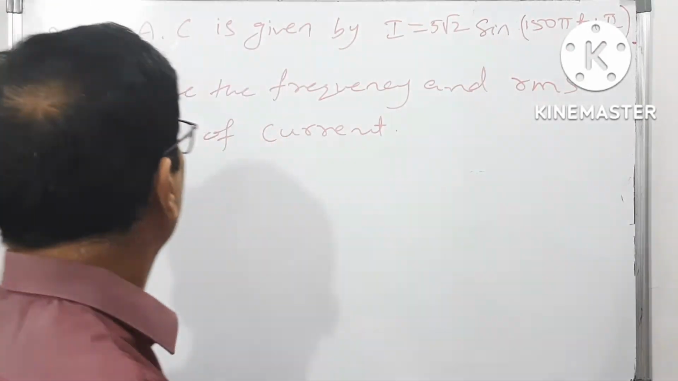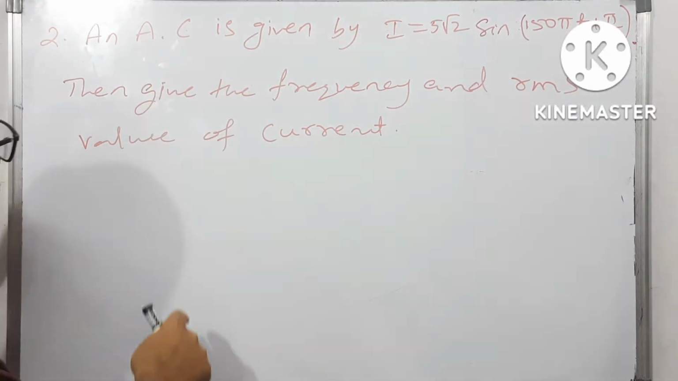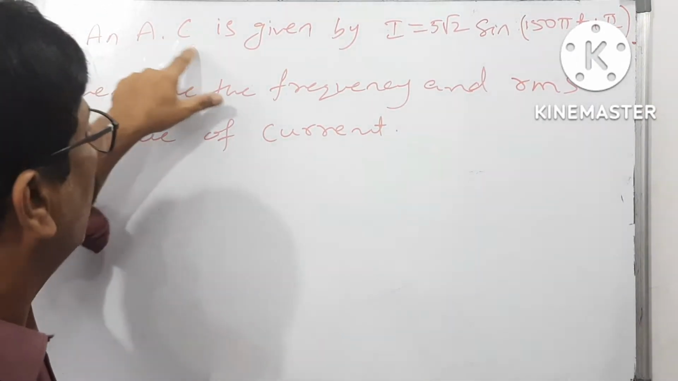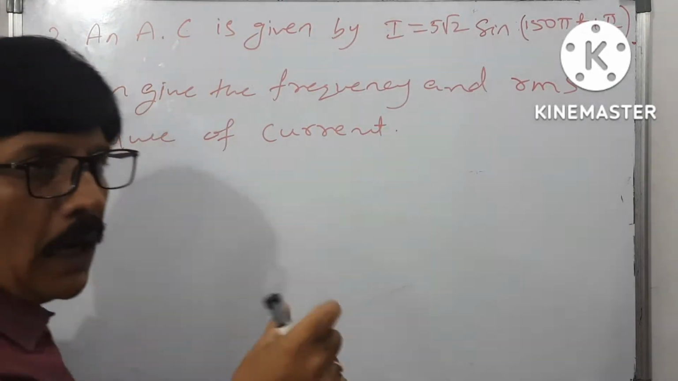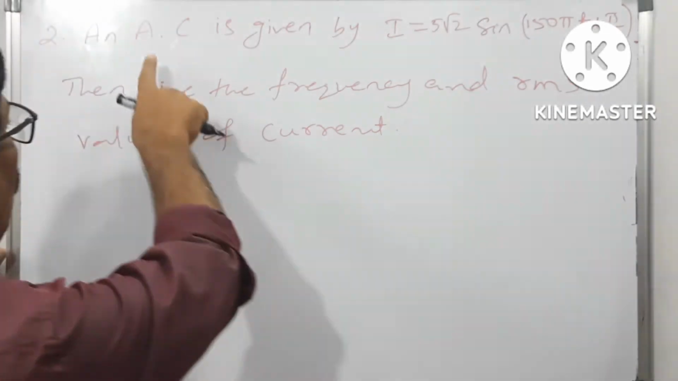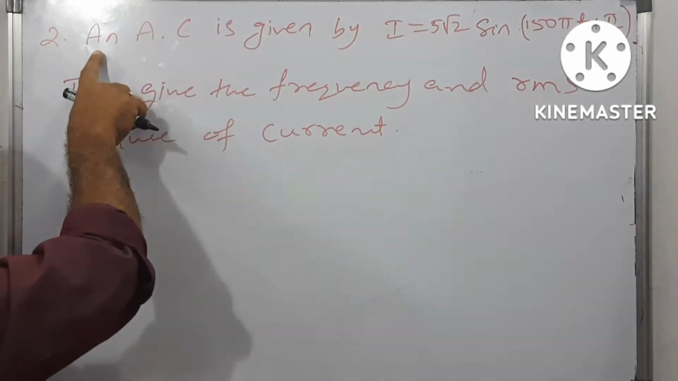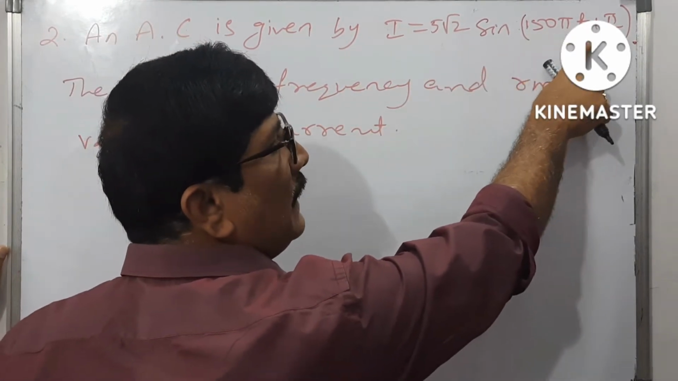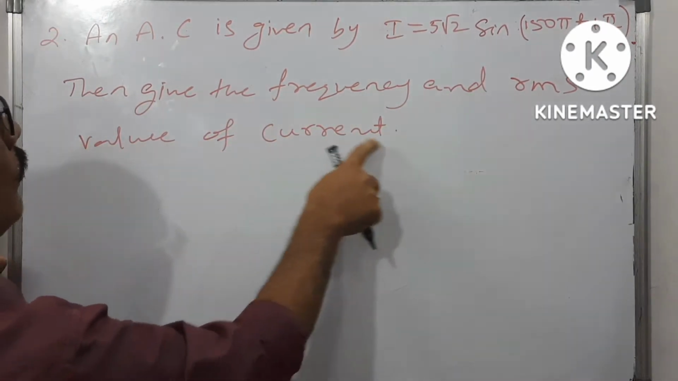Now the second question. An AC is given. AC means alternating current. If I am not using the word current, you can immediately understand it is alternating current only. If I am talking about the electromotive force of AC, I will say so. If I am not specifying whether it is electromotive force or current, you immediately understand it is AC, and AC means alternating current. And AC is given by I is equal to 5 root 2 sin(150 pi t plus pi by 4). Then find the frequency and RMS value of the current.